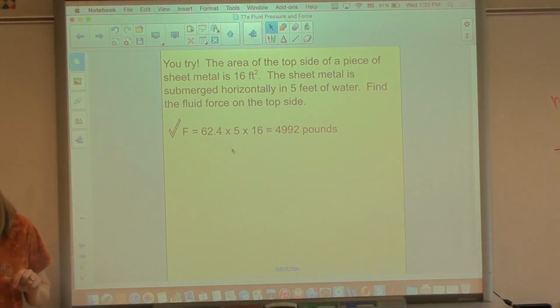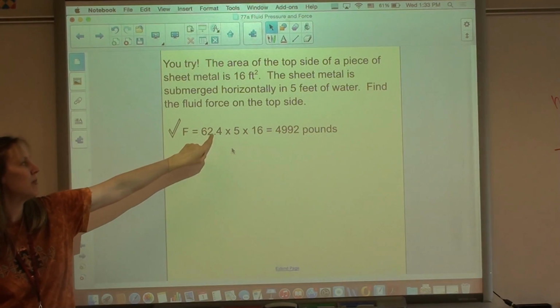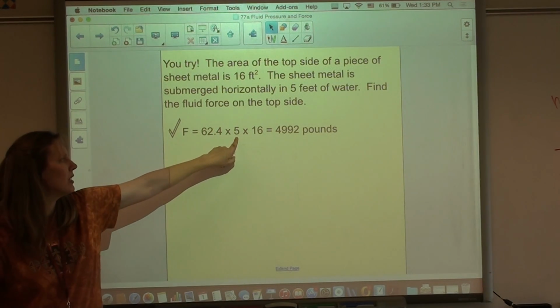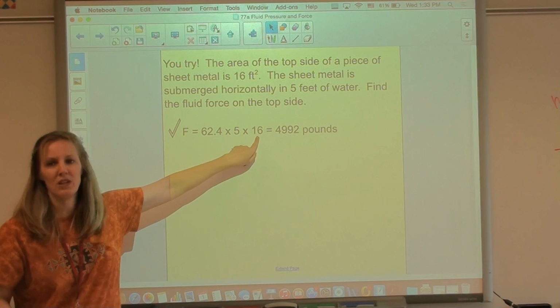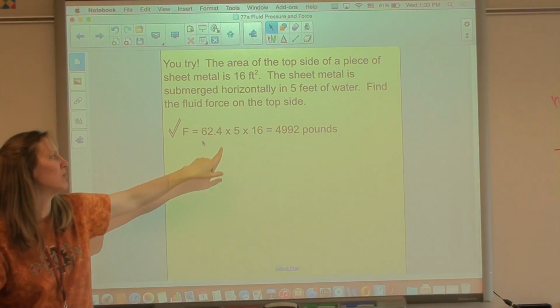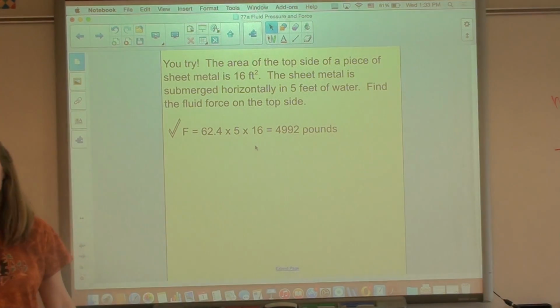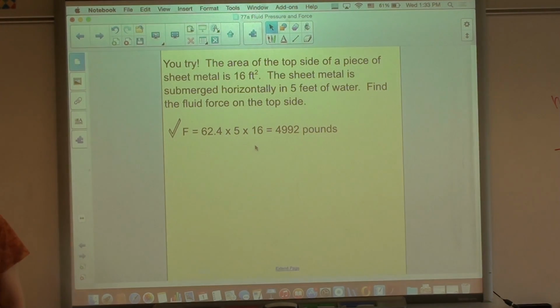Someone asked me about units. Weight density of water is measured in pounds per cubic foot. The depth of the water is in feet, and then the area of the surface is in feet squared. So you have pounds per cubic foot times feet squared, and you end up with just pounds. Okay. Units. All right. Now, that's enough with horizontal surfaces.